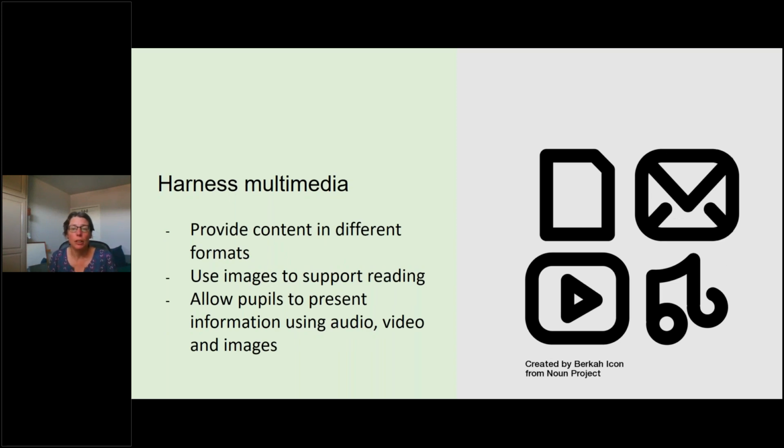Harness multimedia. If you're doing IT anyway, you've got all these tools at your disposal. So provide content in different formats. Make sure you've got audio support and visual support, have videos, and not just text-based material. Make sure you've got images to support reading, or audio, but also allow the pupils to present their work. You might have pupils who are incredibly creative and can tell stories, but they can't write it down, but they could create a beautiful animation. So all of these things as a computing teacher are at your disposal.